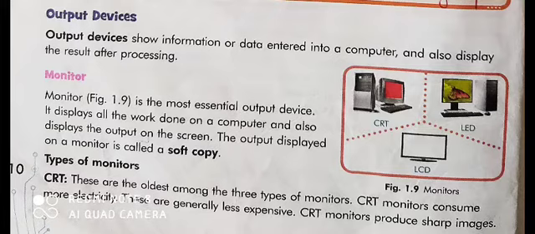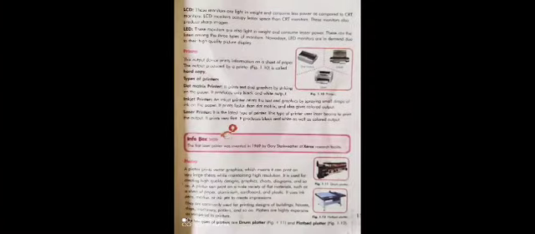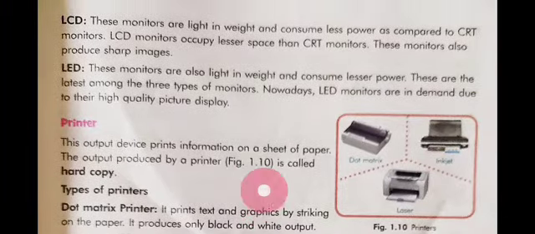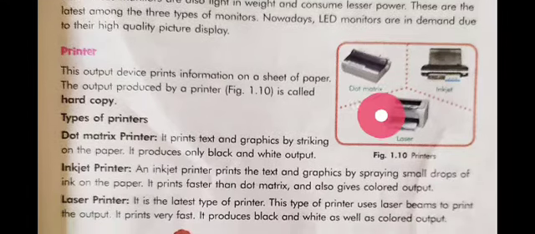For example, see here types of monitor, that is CRT, LCD, LED. CRT monitors produce sharp images. LCD monitors are light in weight and consume less power as compared to CRT, and LED monitors are also light in weight and consume lesser power among the 3 monitors. Next is printer.